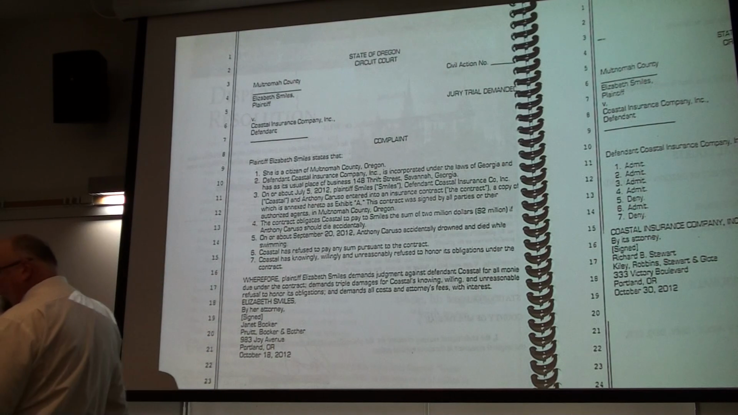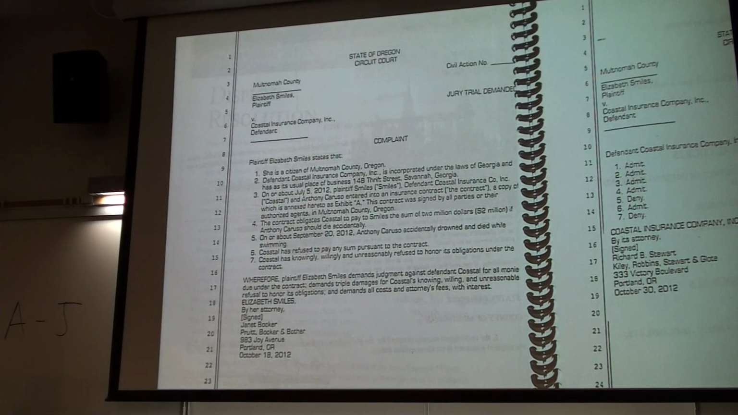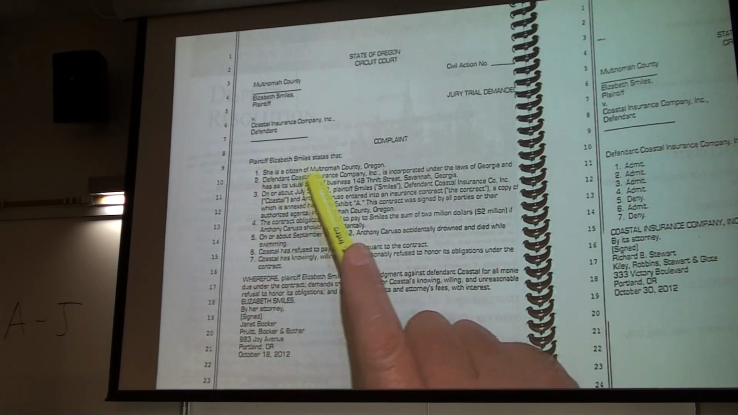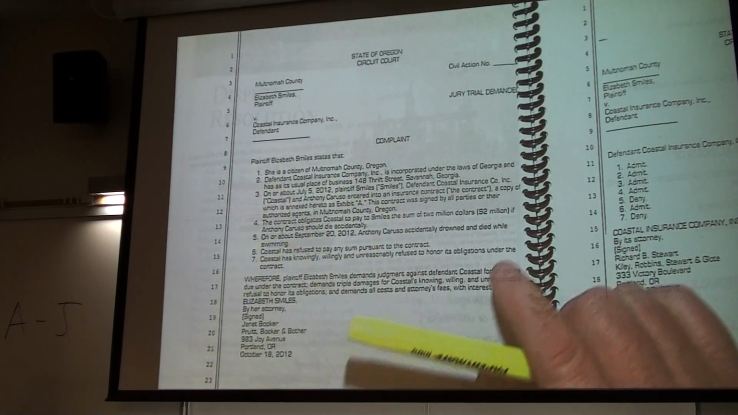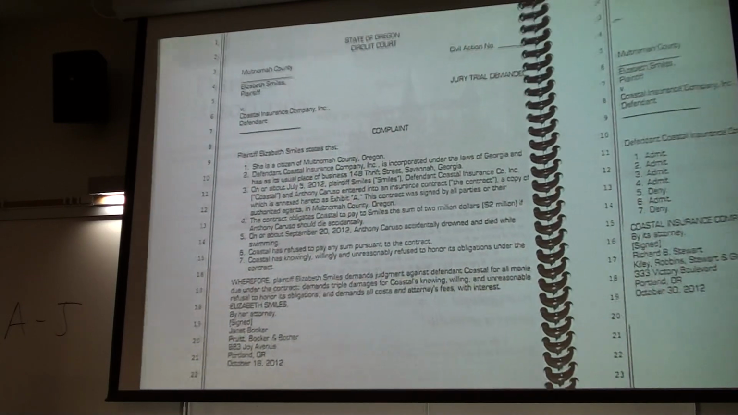So let's just take a look at that real quick. Plaintiff Elizabeth Smiles states that, number one, she is a citizen of Multnomah County, Oregon.